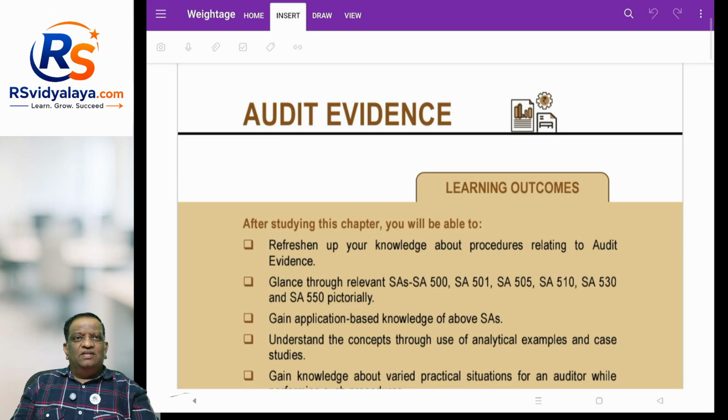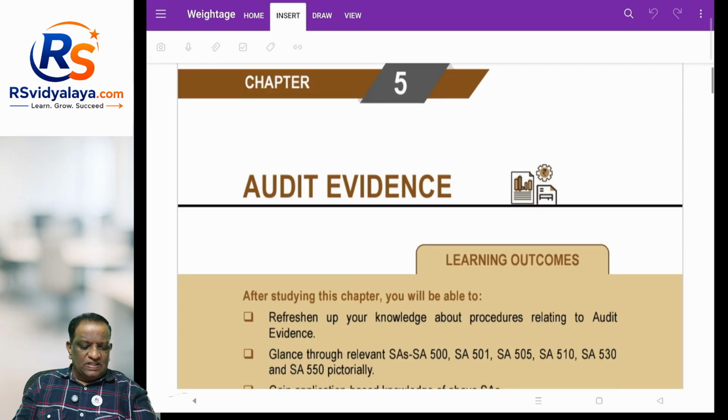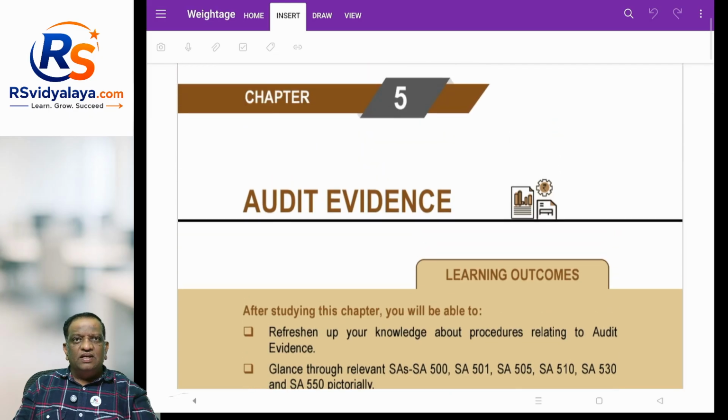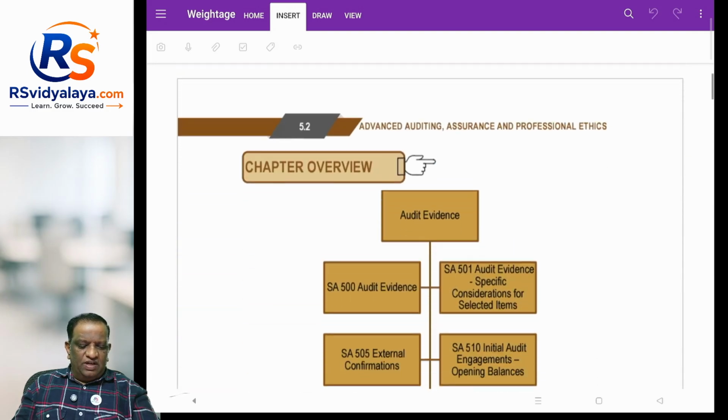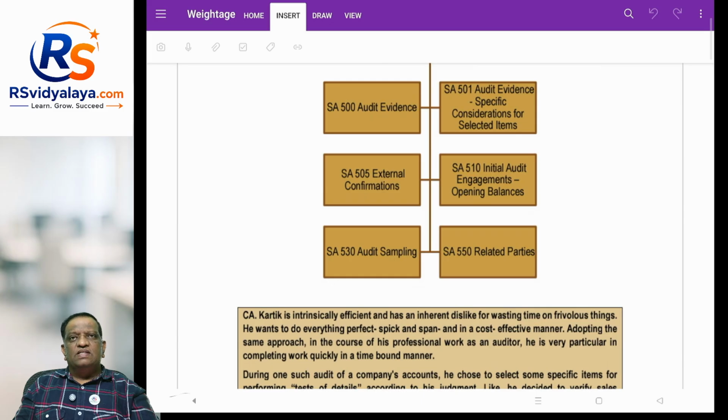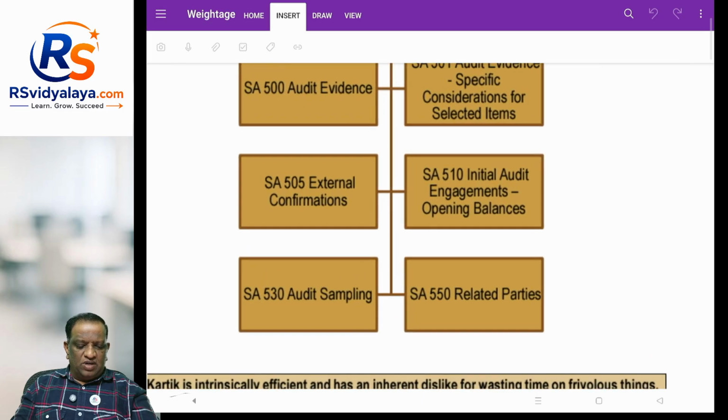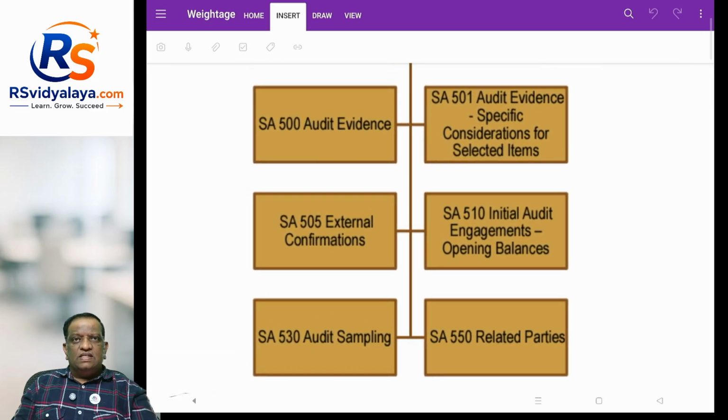Hi everyone. Let's begin with chapter 5 of your material, and here the title of the chapter is Audit Evidence. Through this we will be learning basically the SA 500 series standards, which are 6 in number, as you can see on the screen: SA 500, SA 501, SA 505, SA 510, SA 530, SA 550. Now all these standards you have already studied at Inter.